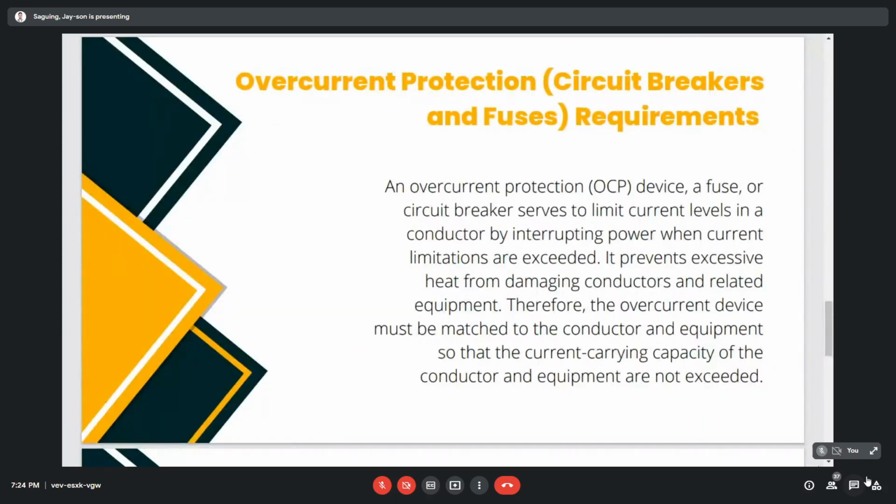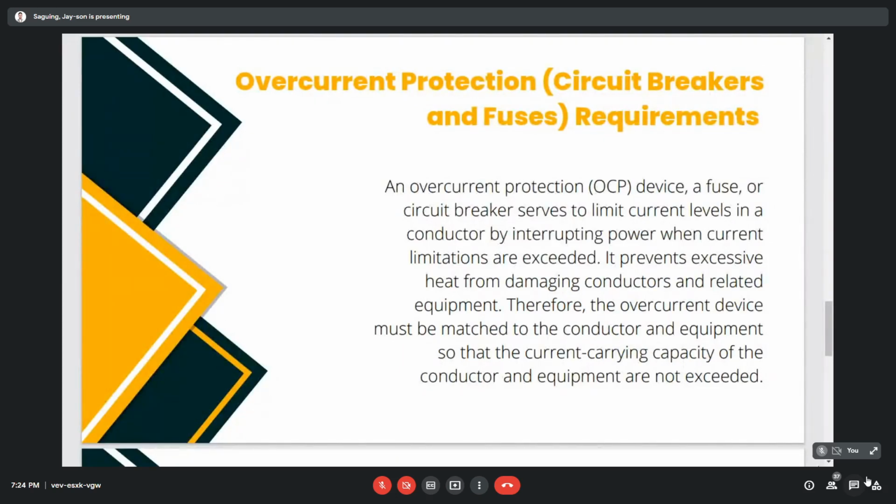So, overcurrent protection, circuit breakers and fuses requirements. An overcurrent protection or OCP device, a fuse or circuit breaker, serves to limit current levels in a conductor by interrupting power when current limitations are exceeded. It prevents excessive heat from damaging conductors and related equipment. Therefore, the overcurrent device must be matched to the conductor and equipment so that the current carrying capacity of the conductor and equipment are not exceeded.